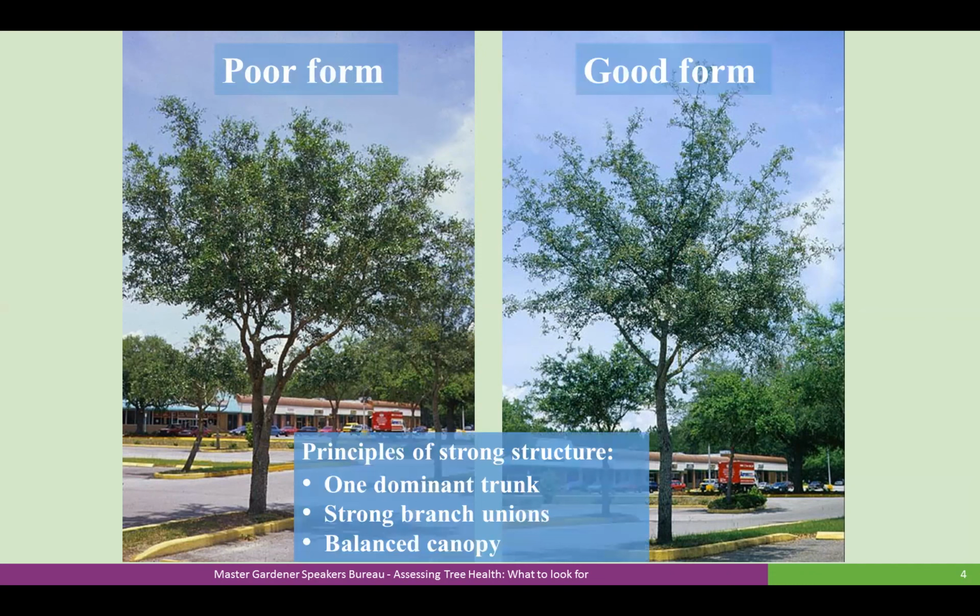So again, the principles of a strong structure are going to be one dominant trunk, like you see on the right, and strong branch unions. If you look at the tree on the right, we have nice wide angles on all of those branches, so you know they've got good, strong branch unions. In that tree on the left, that V does not have a strong branch union. And the other thing to look for is a balanced canopy. So I don't really see a problem particularly with either one of these trees as far as their canopy goes. But these are the things that you're looking for.